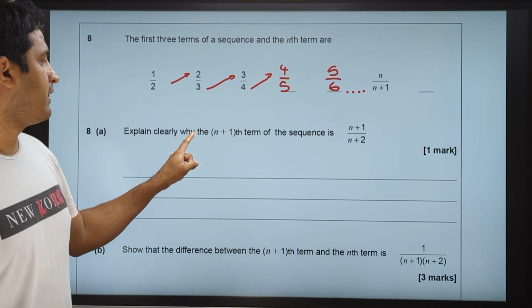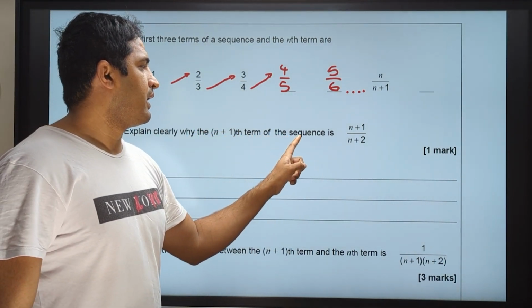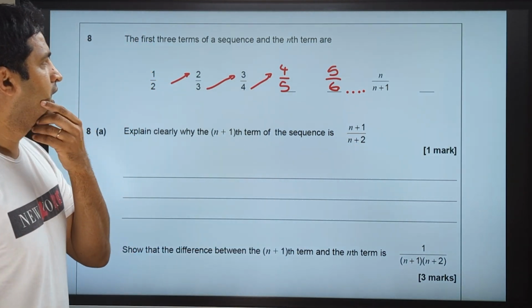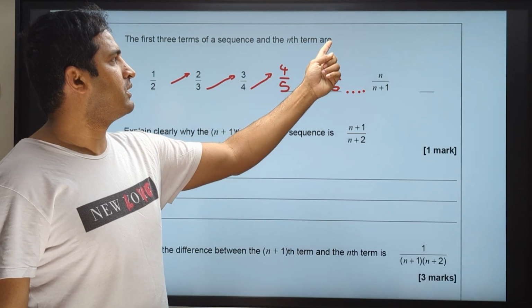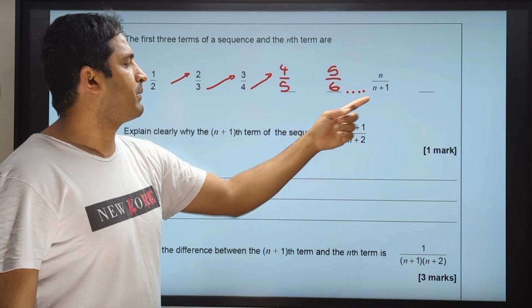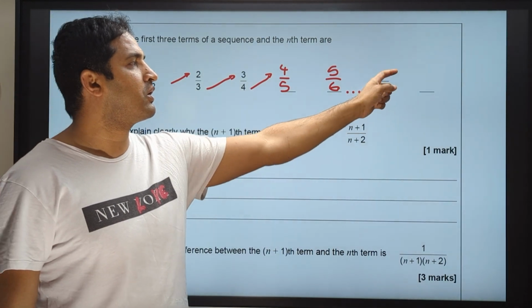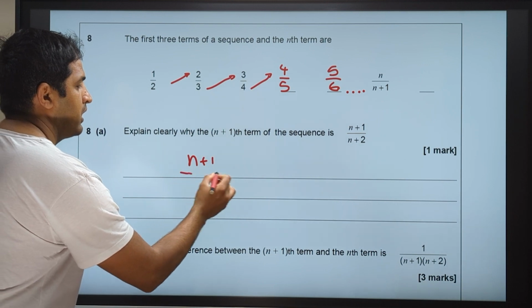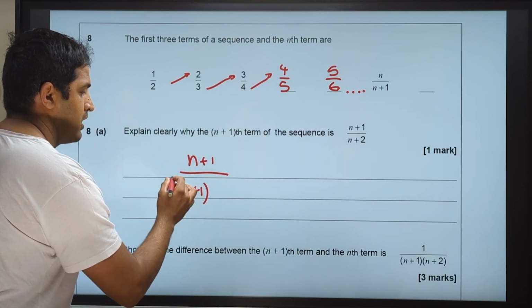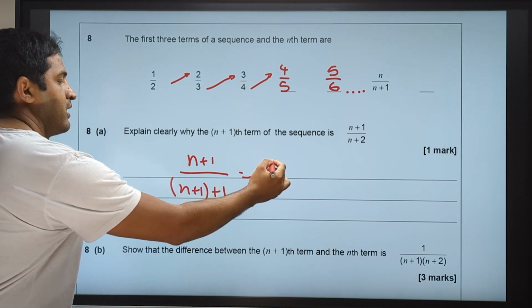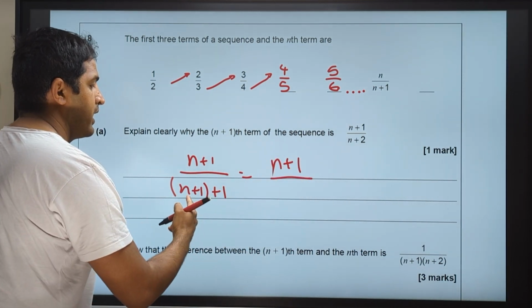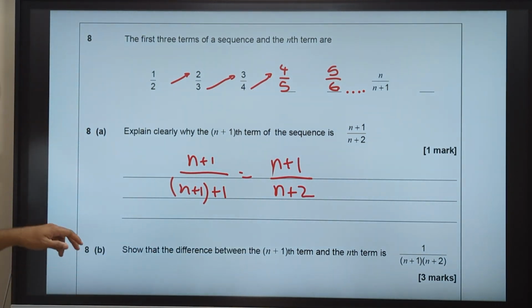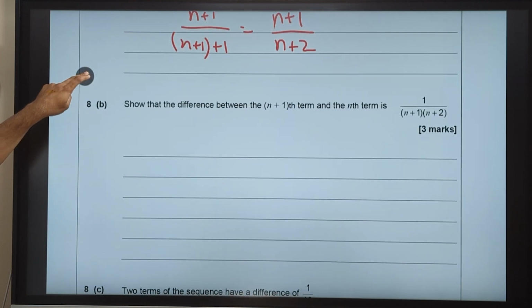Explain clearly why the n plus 1th term of the sequence is n plus 1 over n plus 2. Okay, so the nth term is n over n plus 1. Then the next term will have n plus 1 at the top, and then you're adding 1 on. So the next term would be n plus 1 over n plus 1 add 1, which gives you n plus 2. That's it. That's the explanation we can give clearly.